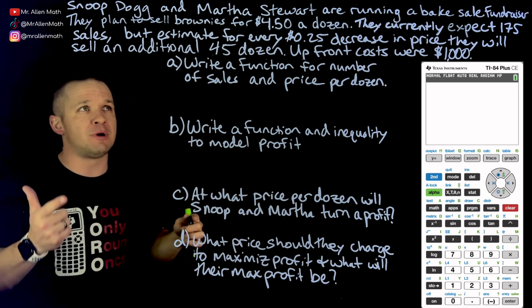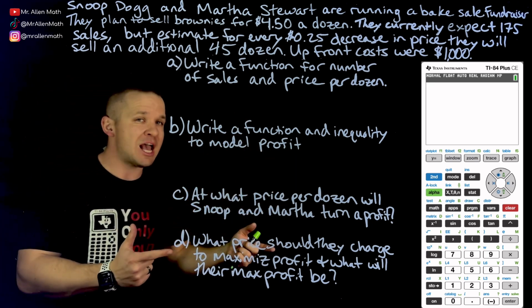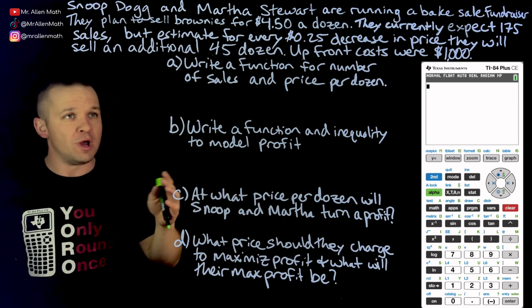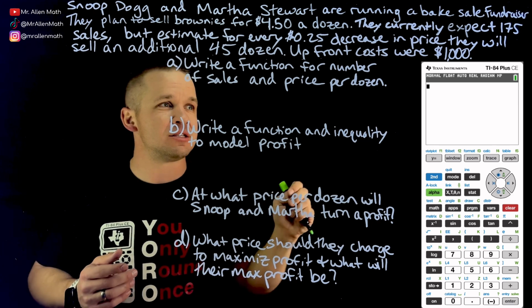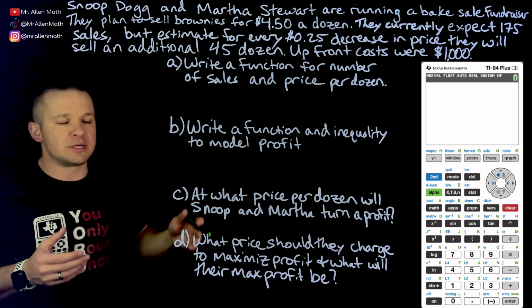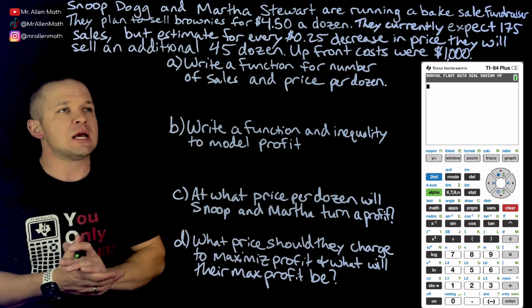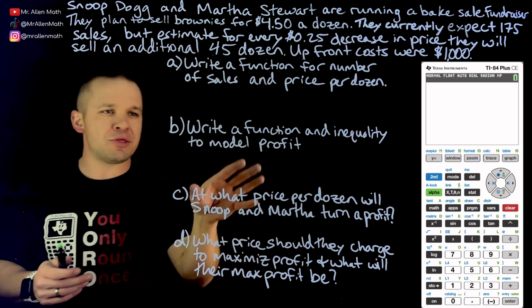But if I decrease it too much, I'm probably not going to make any money, and our goal is to make that money in a fundraiser, right? We also have some upfront costs that were $1,000, right? Maybe ingredients and things like that. So we'll have to factor that into when we actually make money. We got a whole bunch of questions here, so let's read through a few of these things.